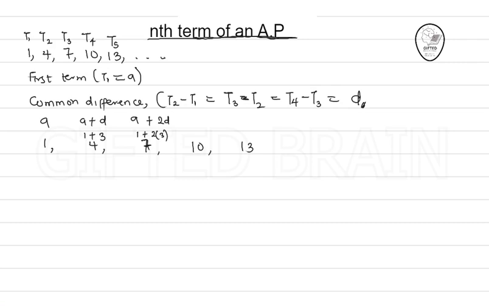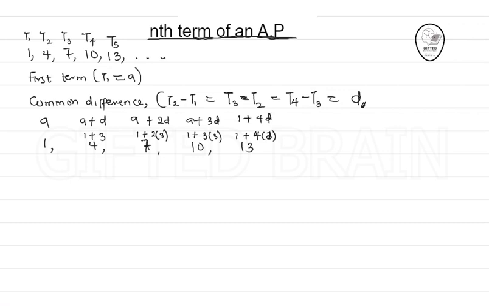Now, to get this 10 here, how did I do that? It is 1 plus 3 of the D, and that gave us A plus 3D. Now, to get the next term, which is 13, how did I do that? 1 plus 4 into 3, 4D, which is A plus 4D.